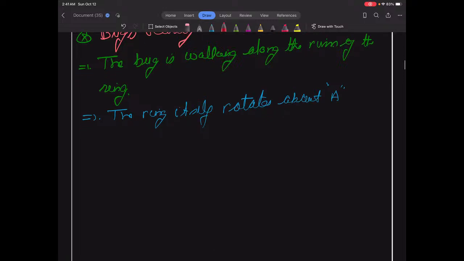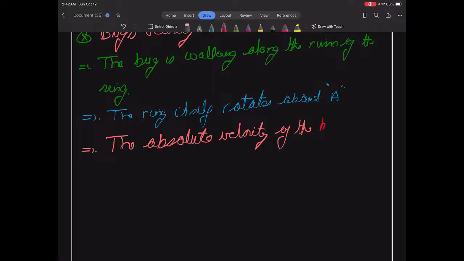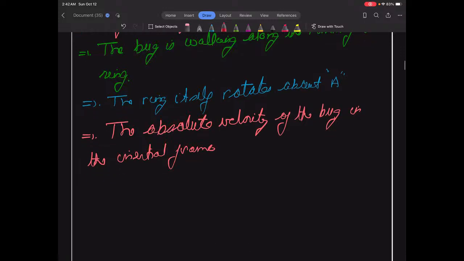Therefore, we can say the absolute velocity of the bug in the inertial frame comes from two contributions.